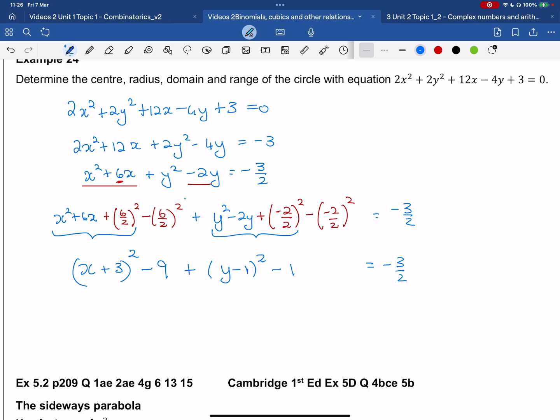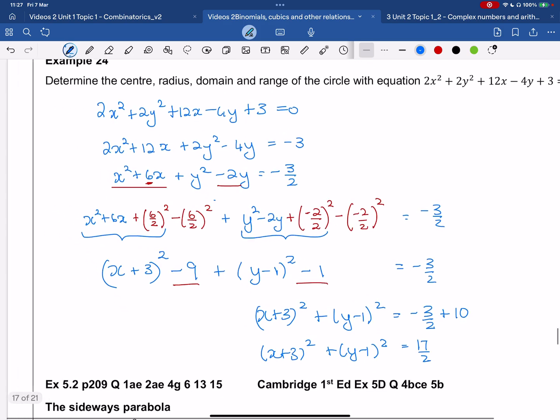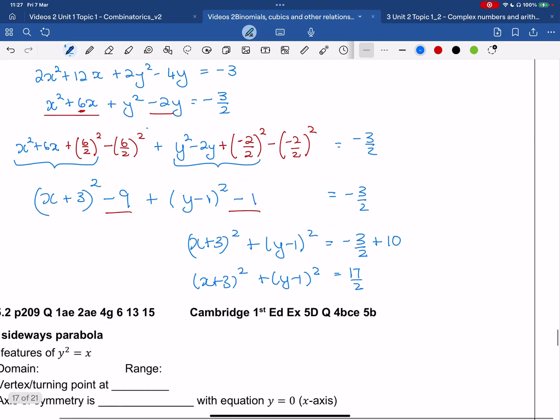negative 3 on 2. Now what we need to do is get our numbers to the other side, so that we've got x plus 3 all squared plus y minus 1 all squared is equal to negative 3 on 2 plus 10, and that's equal to positive 17 on 2. And there's our equation. They want the domain and the range and the center and the radius.